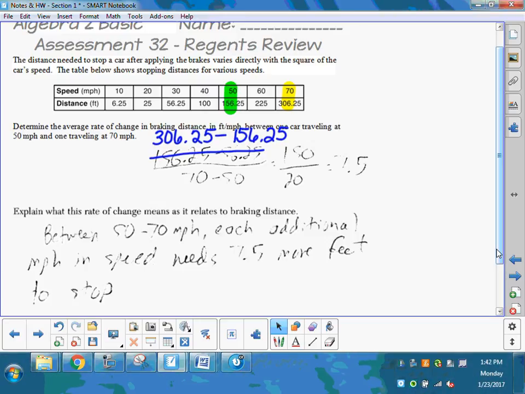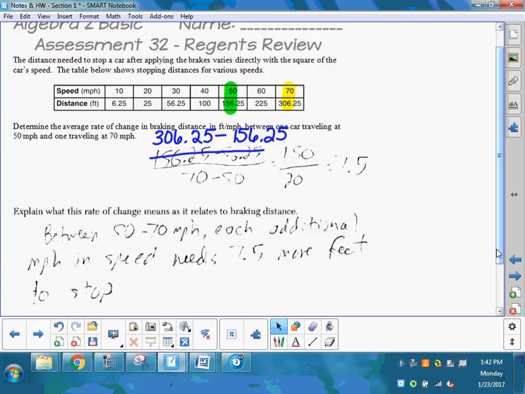But do you need to have some gigantic census in order to arrive at that answer? No. Between 50 and 70 miles an hour, each additional mile an hour of speed needs that much more feet to stop or to brake. Okay? Now, that's the tough one. Most of you, I'm guessing, would be in the 3 out of 4 window on it, I hope. Everyone should be in the 4 out of 4 window for the next one.